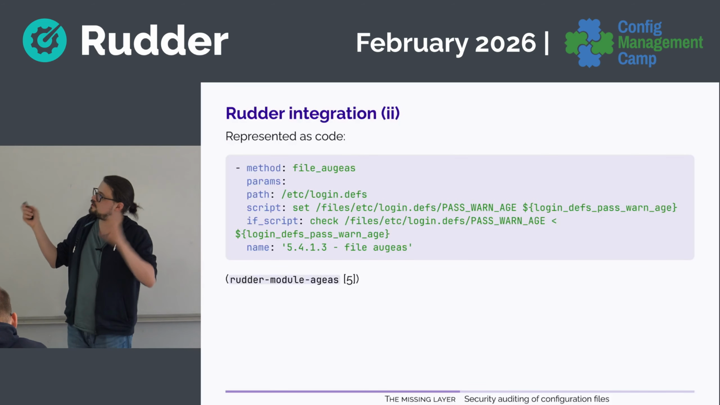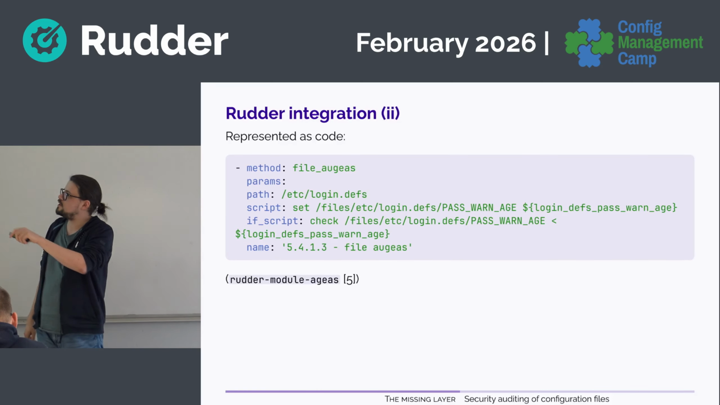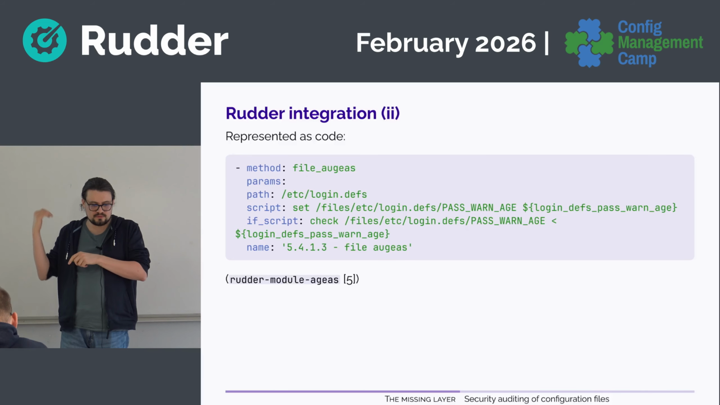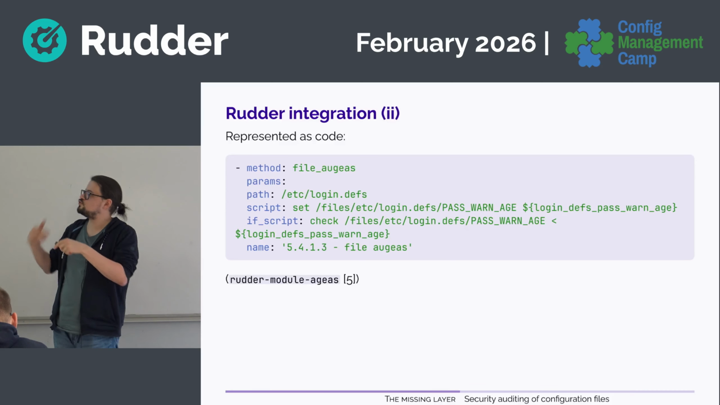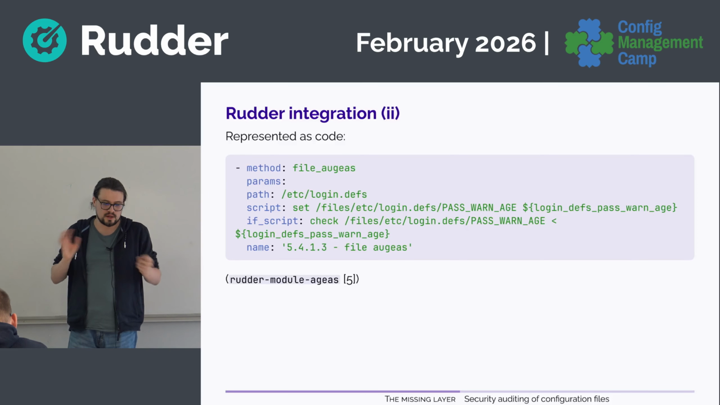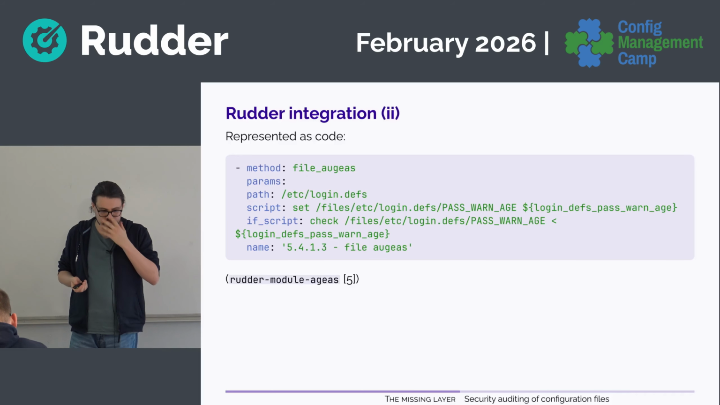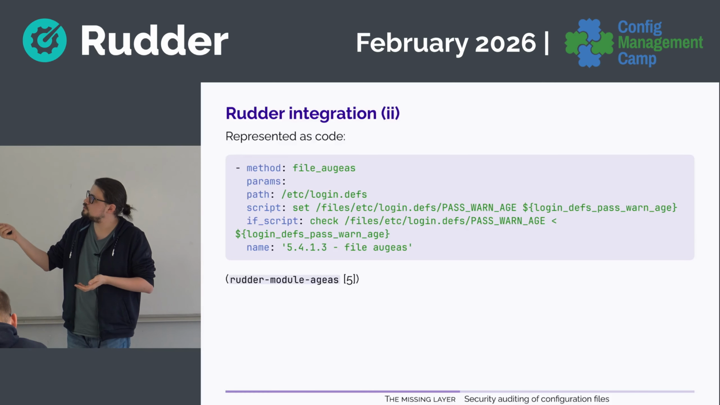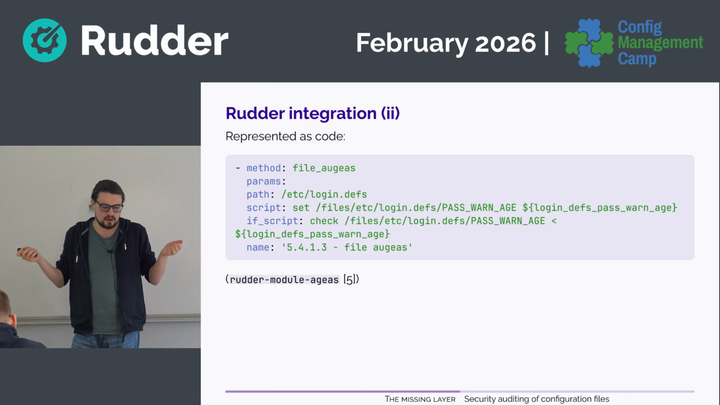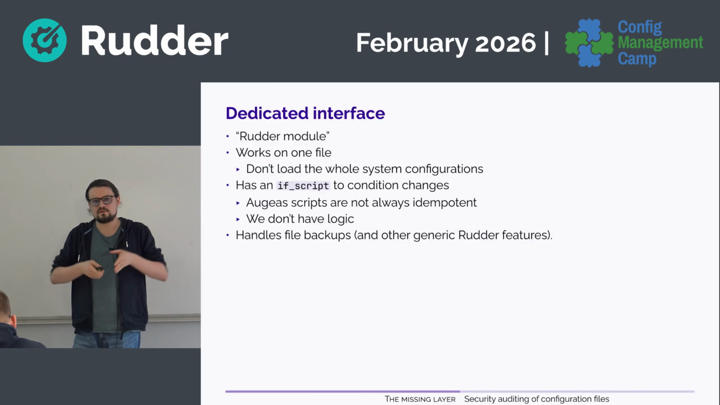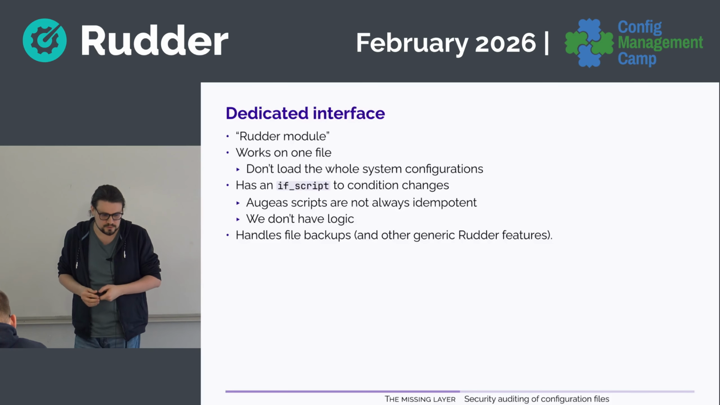A few differences with the plain Augeas is that we have this if script mechanism that is run first, and if the script returns true, it will run the actual script. This is needed because it's sometimes hard to make idempotent Augeas scripts. So this allows to make it like manually with a check step and then addition. And it works on one file. As you can see, you pass the path of the file that allows to only load this file, because by default Augeas will load the whole configuration of the system. That's not something we want.